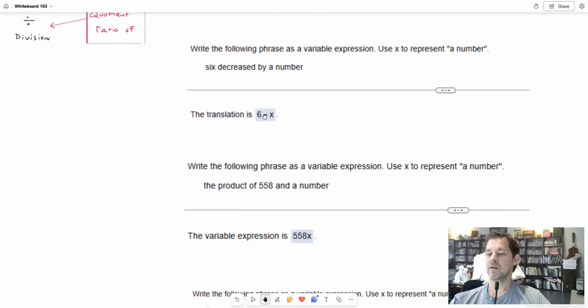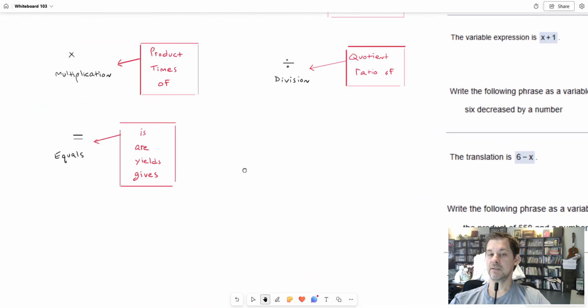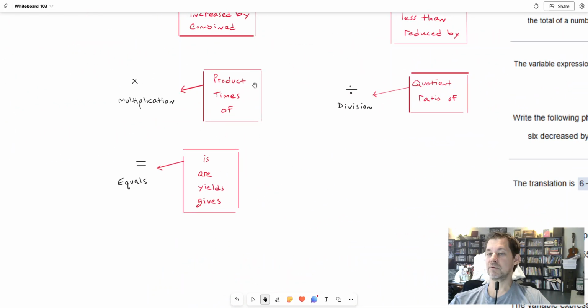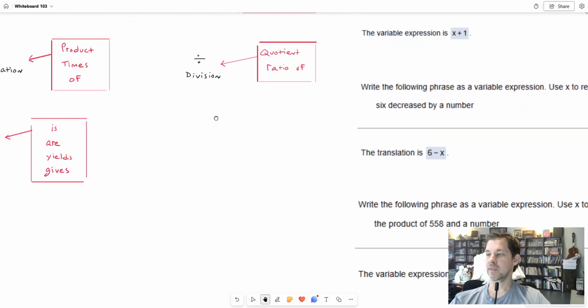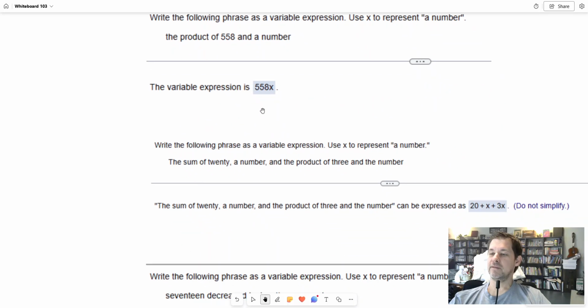So make sure you see why this is 6 minus x and not x minus 6. What about this one: the product of 558 and a number. Was product one of the words on our list? Multiplication, product is a word commonly used to signify that. So the product of 558 and some unknown number is 558 times x. All right, that's fairly basic as far as this goes.